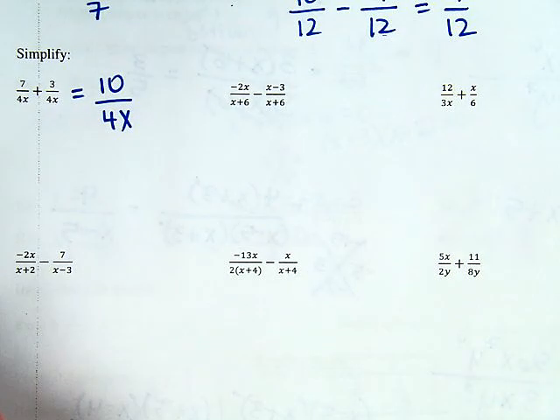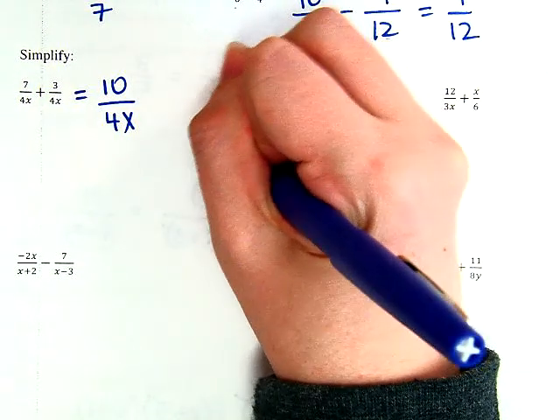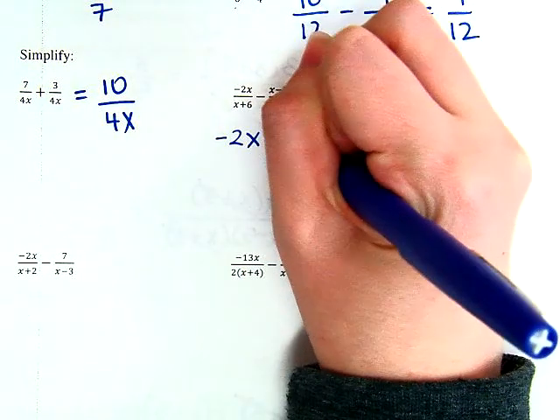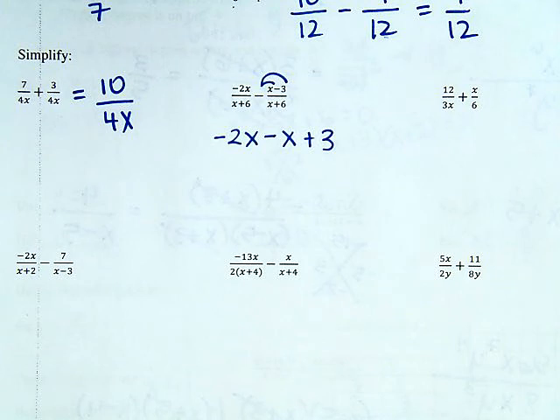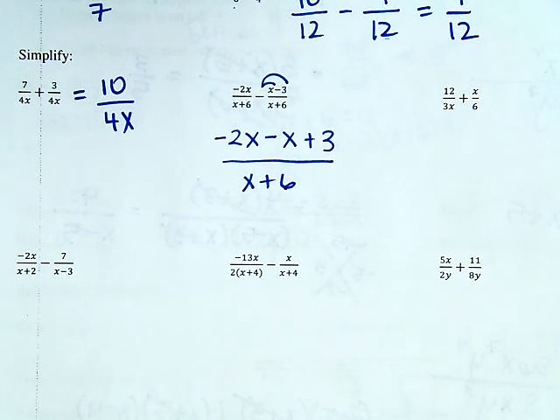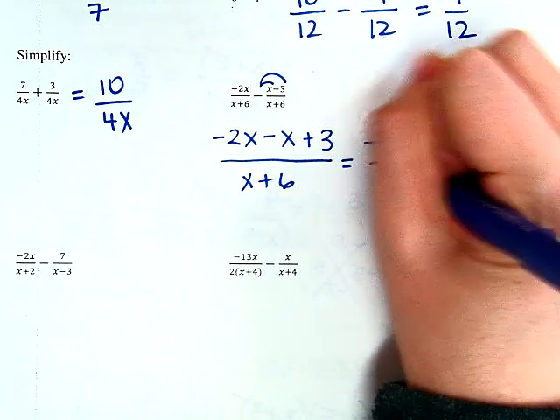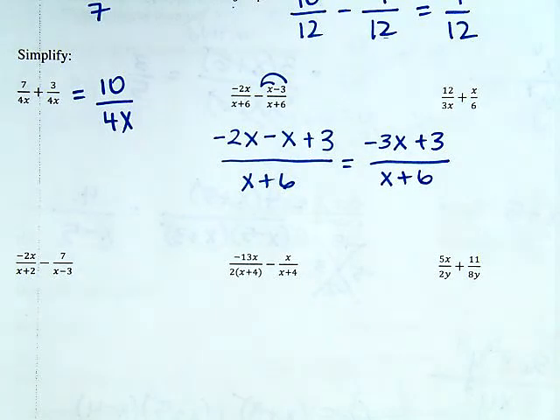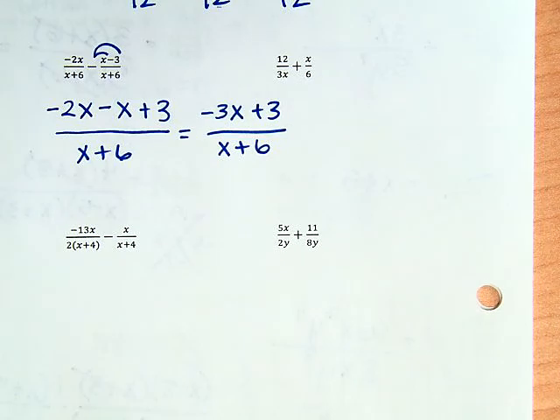Now with subtraction, you have to be tricky because that negative changes both of them. So on top, I really have negative 2x minus x plus 3 over x plus 6. And then I'm just going to simplify it. So negative 3x plus 3 over x plus 6. And that's it. Let's look at the next one.